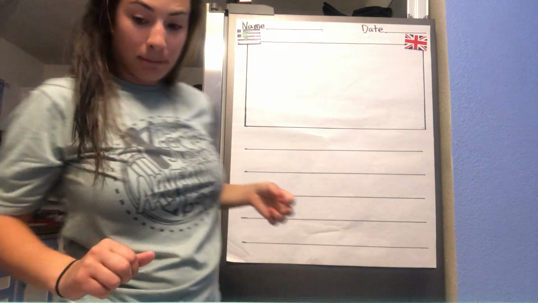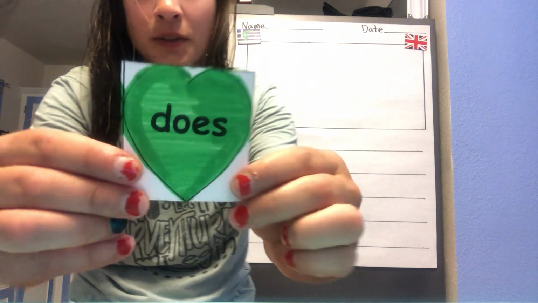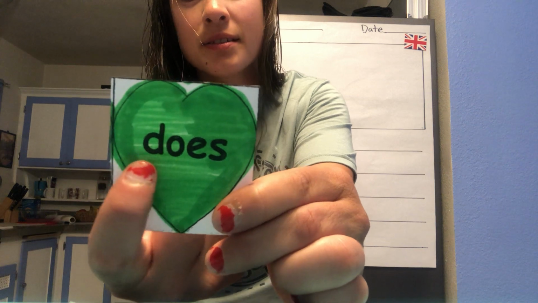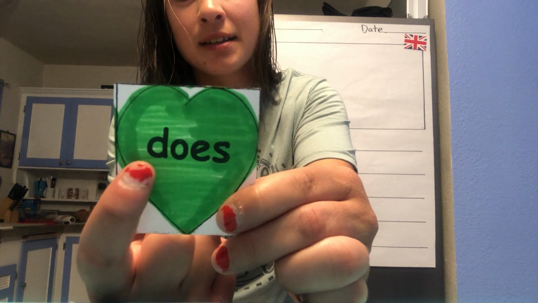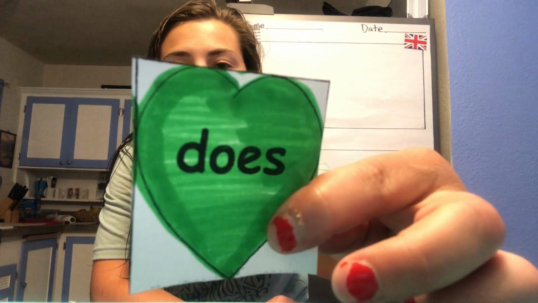Let me put this up here. Okay. Sight words. First of all, let's go over this one. Read, spell, read. So read it. Does. Spell it. D-O-E-S. And read it. Does. Does he have a dog? Does she like popcorn? Does.